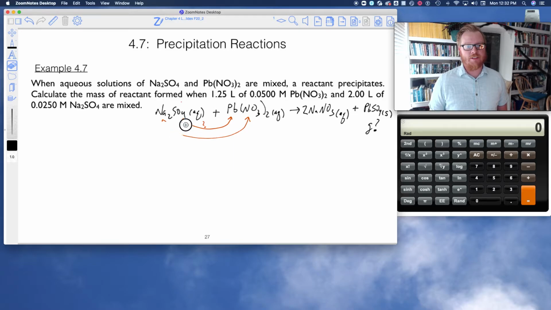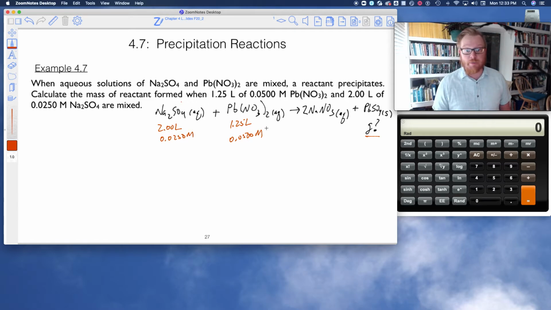Now I'm going to erase this red ink right here, because I'm going to put different information there to help guide my calculation. So this is what I'm trying to do. I'm trying to get to grams of lead sulfate. And I know that I have 1.25 liters of a 0.0500 molar solution of this and 2.00 liters of a 0.250 molar solution of this.